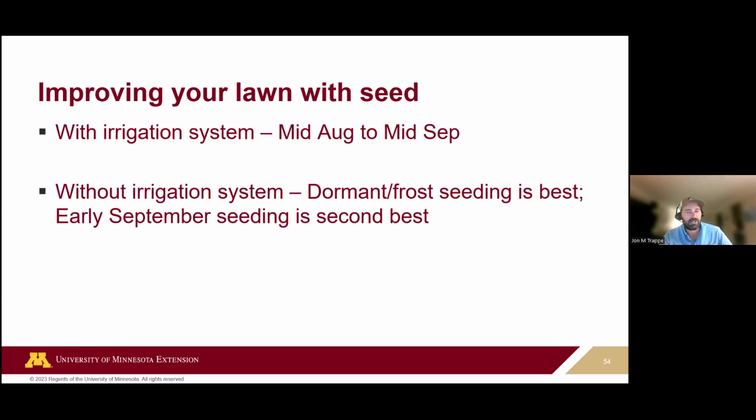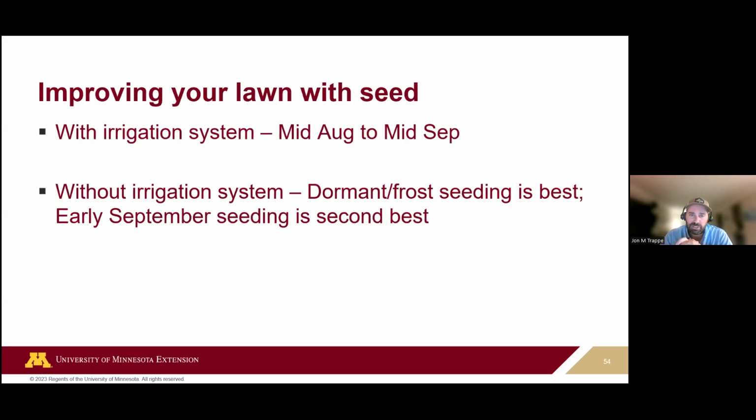The last thing we're going to mention before we open up for some more questions is what can be done for improving your lawn with seed for this time of year. I think it really breaks down into two categories. If you've got an irrigation system, I would say that mid-August to mid-September for most of Minnesota, especially the Tri-County area where most of you are located, is the best time to improve your lawn with seed.